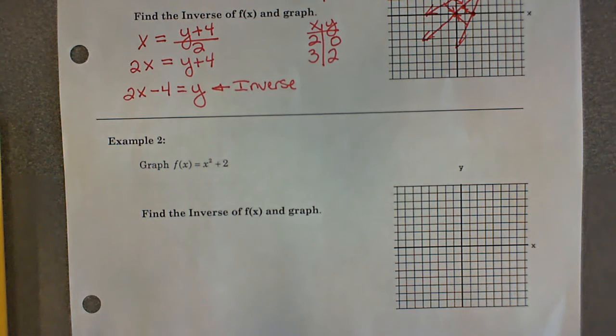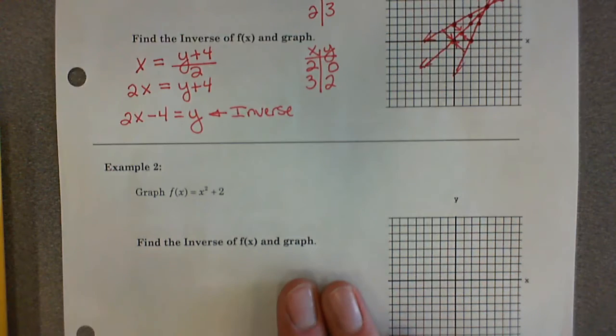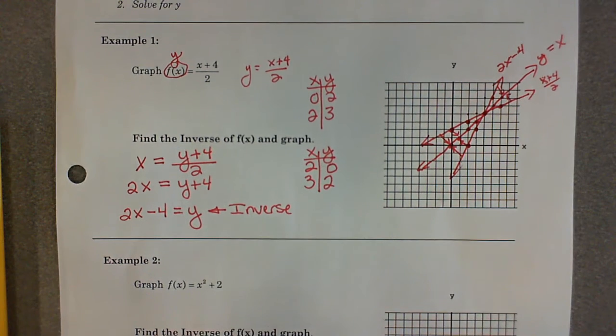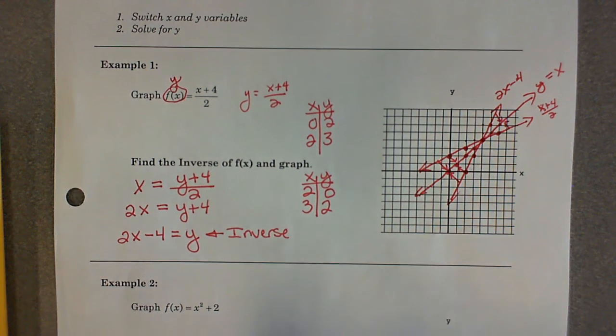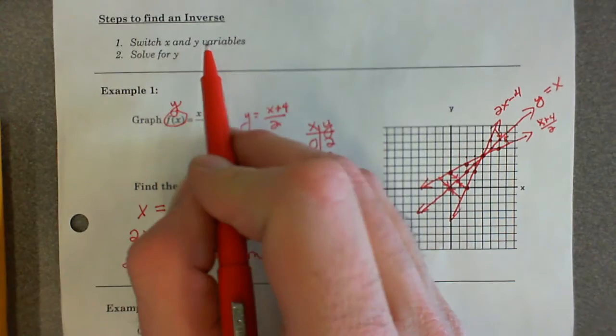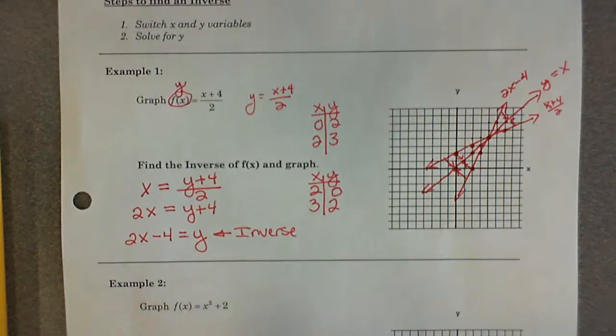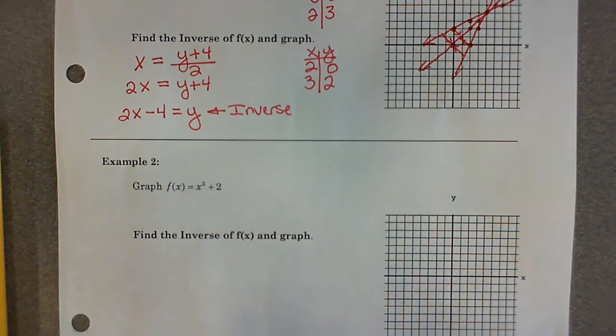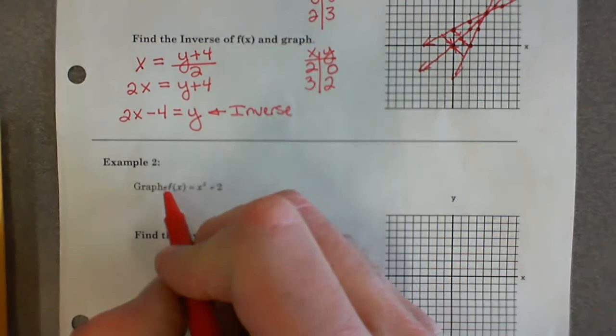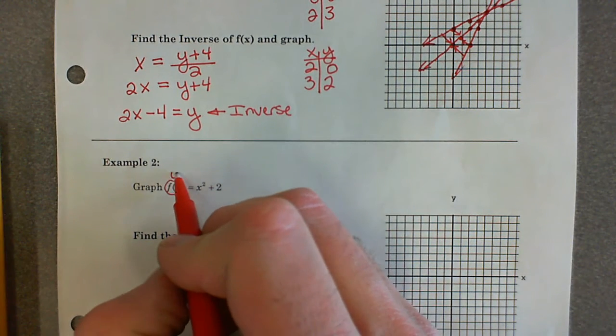Okay, in the second example, again we are going to find an inverse. To find an inverse, we have two steps here. We switch the x and the y variables, and then we solve for y. Okay? So, in our second example, again, f of x is really just the same as y.